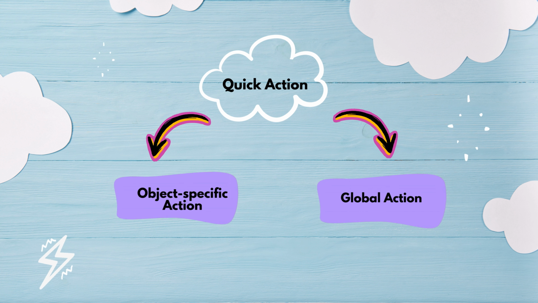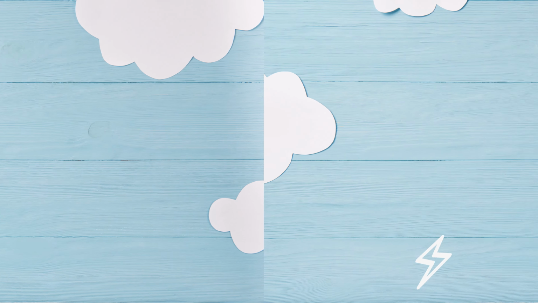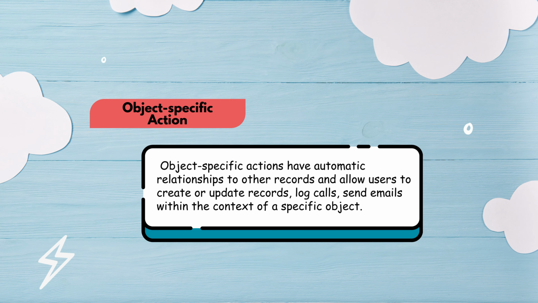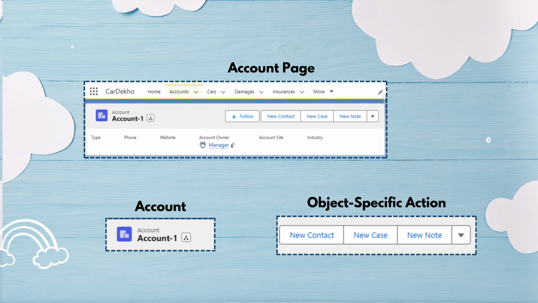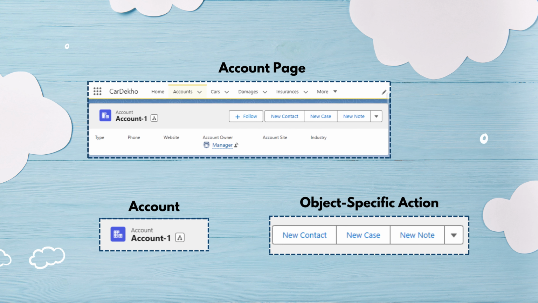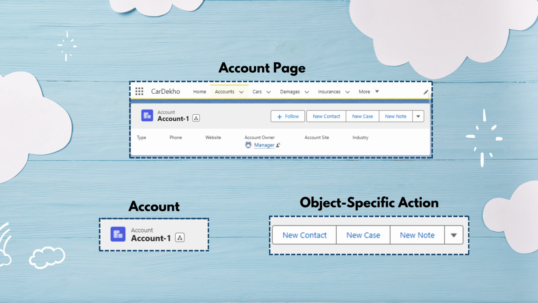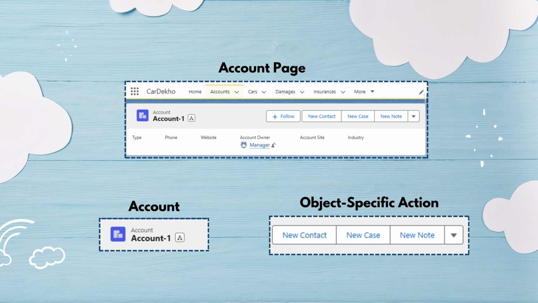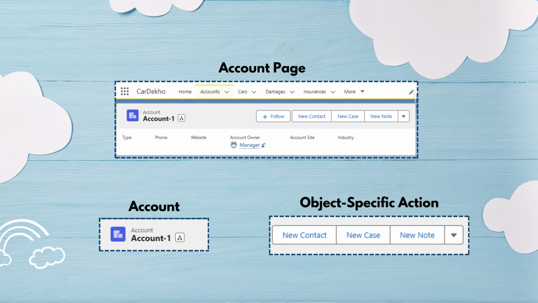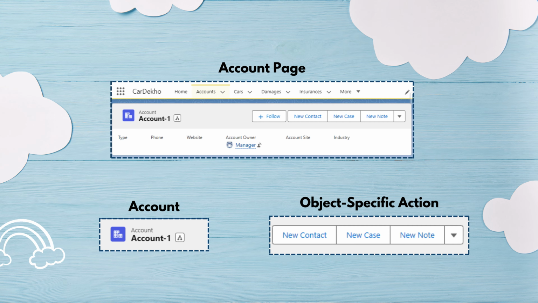Quick actions come in two distinct flavors, each serving a unique purpose. Let's explore them. Object-specific actions. Object-specific actions have automatic relationships to other records and allow users to create or update records, log calls, send emails, and more, all within the context of a specific object. For example, you can add an object-specific action on the account object to create contacts. When a user creates a contact using that action on the detail page for the Acme account, the new contact is associated with Acme. Object-specific actions reside on the page layout for the respective object.